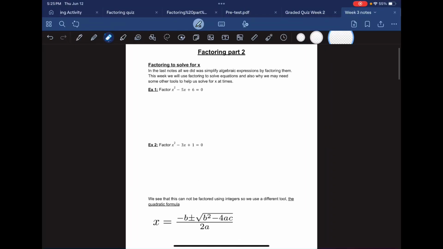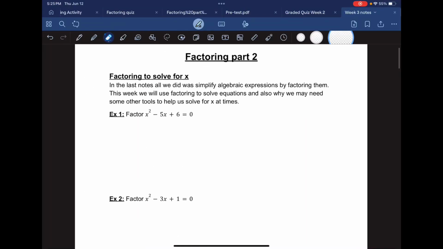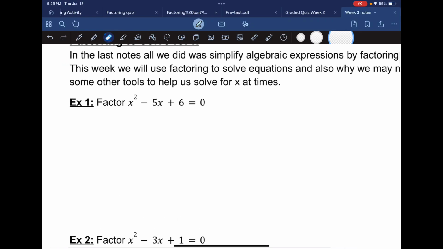All right. Hello and welcome to our factoring part 2 video. This time we will be taking factoring a little bit farther, and we will be actually solving for x. So let's just get right into it.